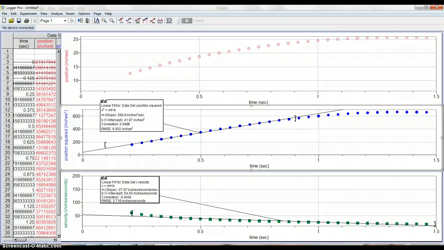Okay, and we did that because the square of y is proportional to x. And then after graphing this, we found that the formula, using the slope and the intercept, is position squared equals 599 inches squared over seconds times time plus 41.5 inches squared.